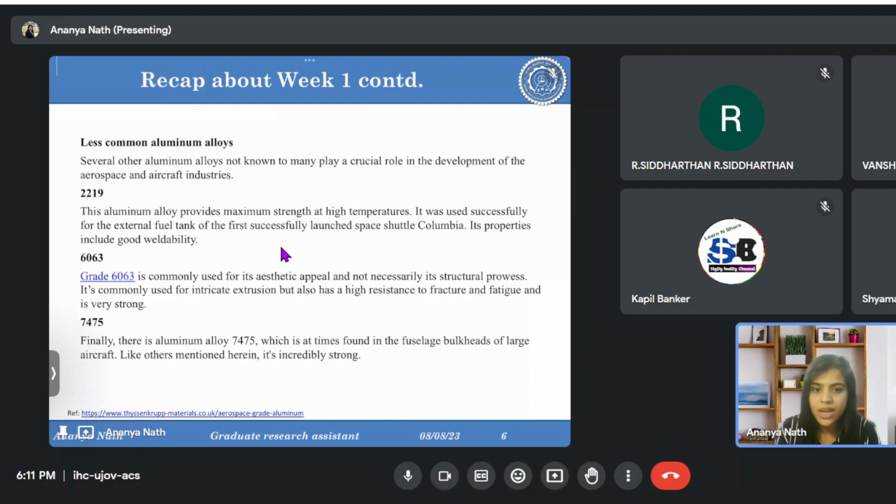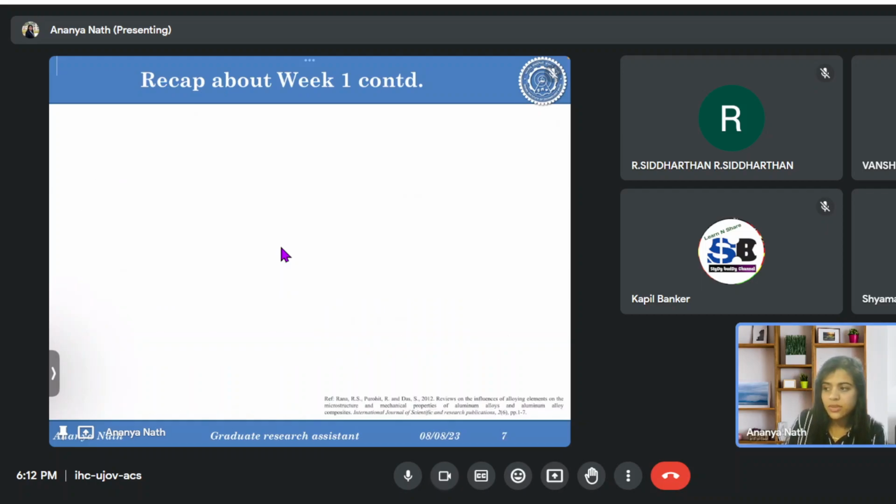Also these were the main aluminum alloys which are used. Other than that, 2219, 6060, 7475, these alloys are also used, but comparatively they are less commonly used in aerospace engineering. So this was the recap of the week 1 lecture series.